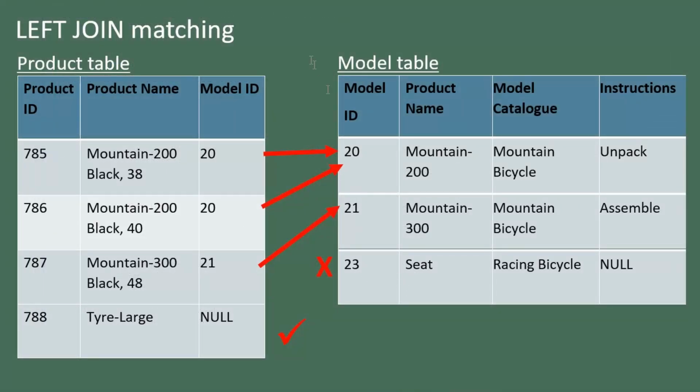Now the left join, we return everything in the left-hand table, whether it matches or not. So in this case, we've got the same records matching with product, with the model table. That one matches, that one matches, that one matches. That one does not match because it's got a null, but that's going to get returned anyway. So let's see how it works out in the results.